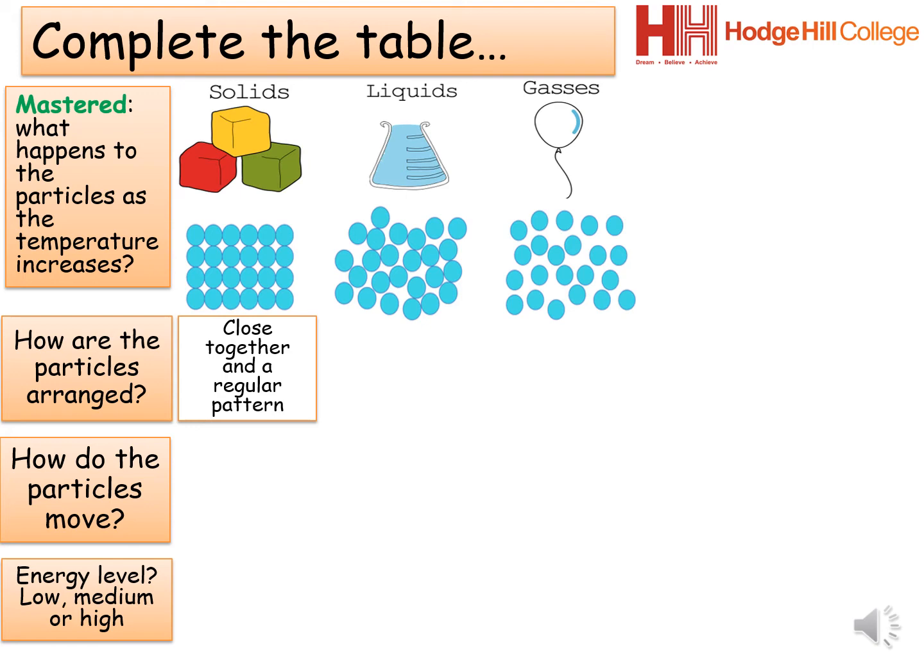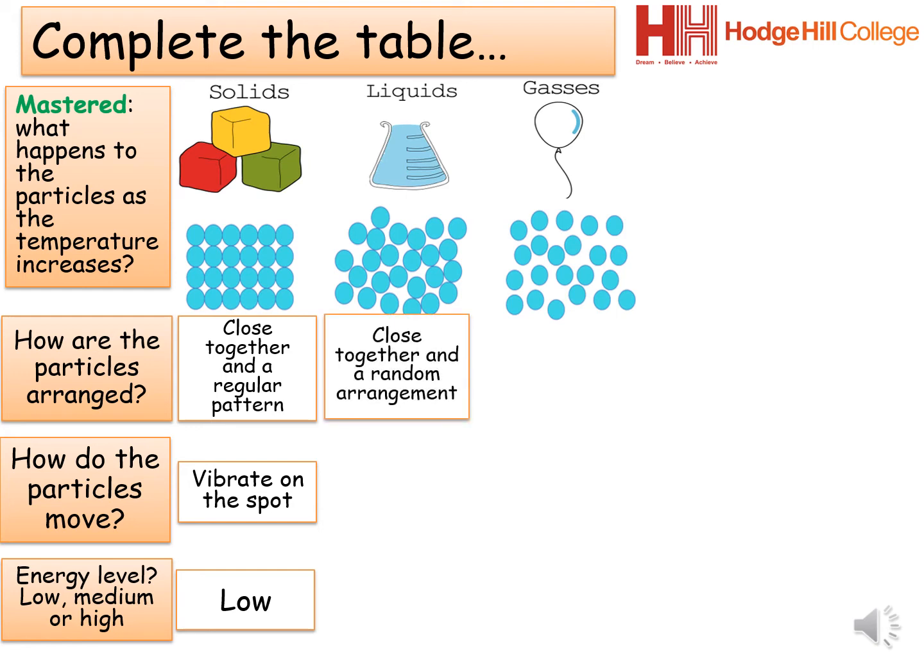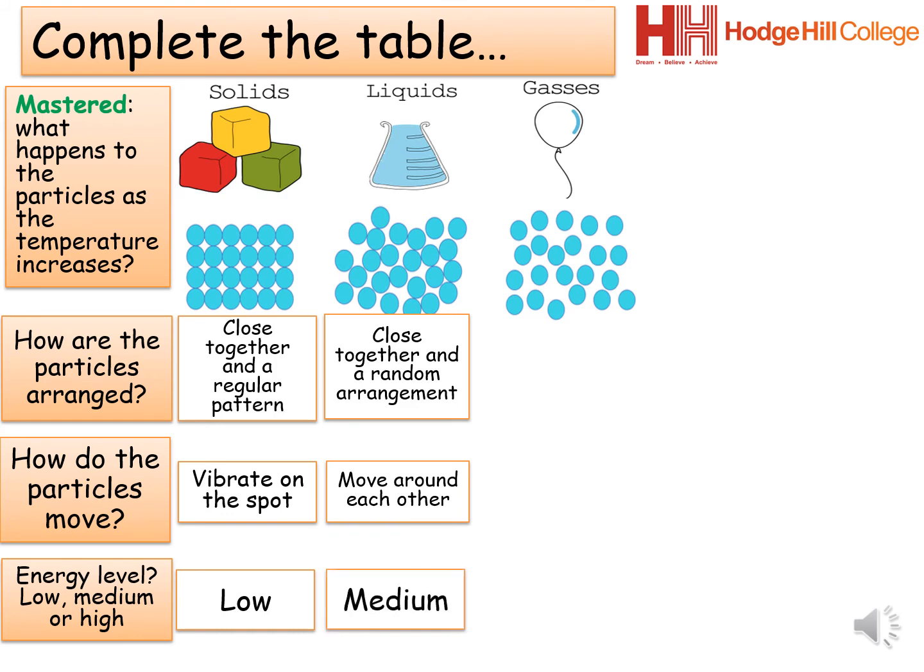Because they are close together and they have a regular pattern, they vibrate on the spot, which means that the energy levels are very low. Liquids, on the other hand, have a small space between the particles. They are close together and they have a random arrangement. They don't actually have a regular pattern like solids, as you can see from the diagram above. Therefore, they move around each other, which means that their energy levels are medium.